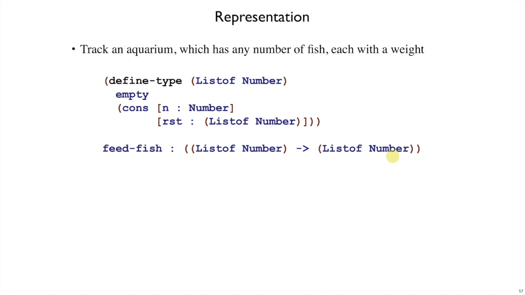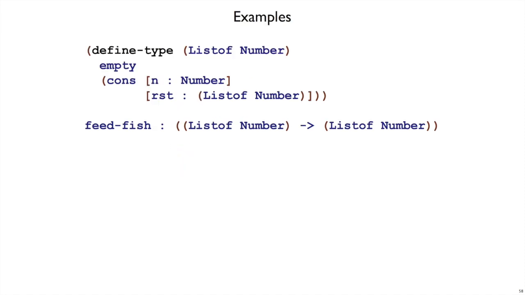Okay. Again, our representation step here said we have something that has any number of things in it, so we need to use a list, and we can use the list of data type to represent that. So we don't actually write out this defined type since list of is built in, but I'm writing it here to remind us what it would look like if we did have to write it. Given that then, we're ready to write some examples for feed fish.